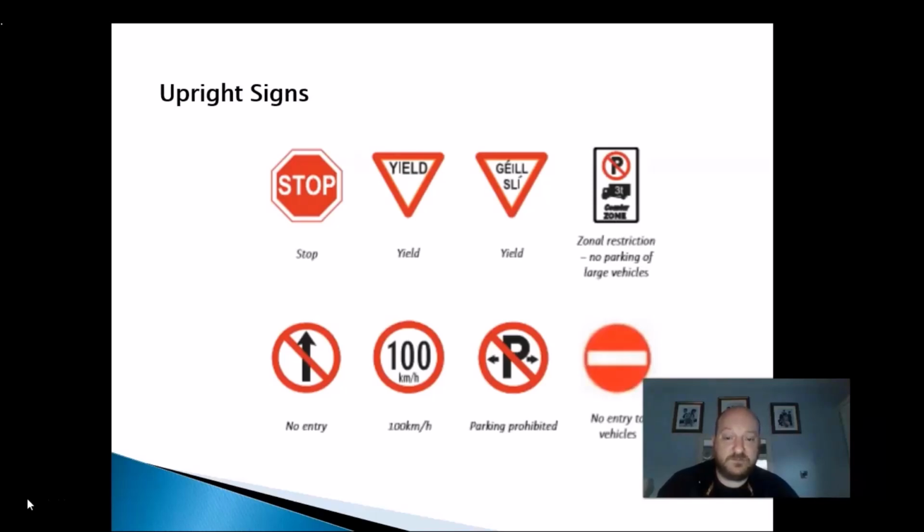Stop is octagonal, yield is triangle, and we can see here that this is in English and this is in Irish, but it doesn't matter. You know it's a yield sign because of the shape of it. So it doesn't matter if someone sprays on it or there's snow on it. As long as you see a triangle sign, you're going to know it means yield. The same as the octagonal sign. As long as it's that shape, it means stop.